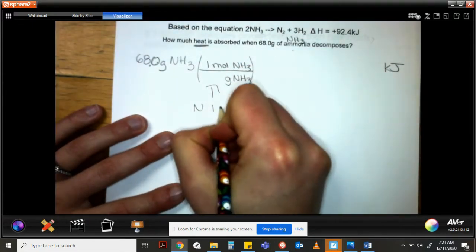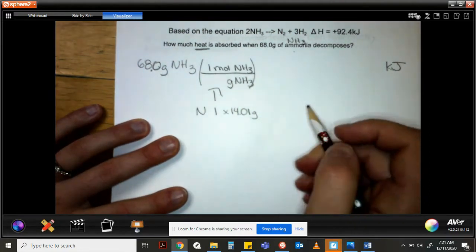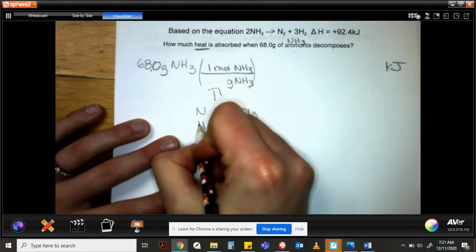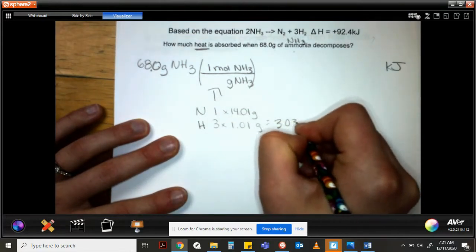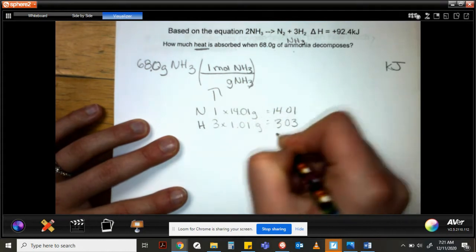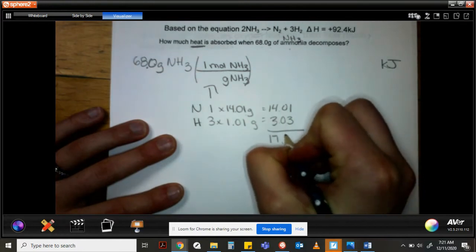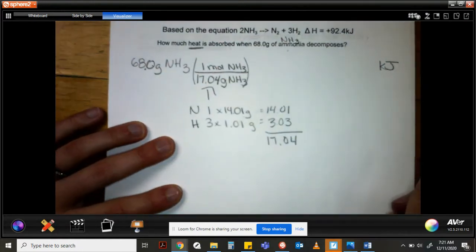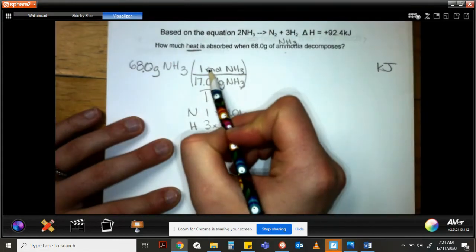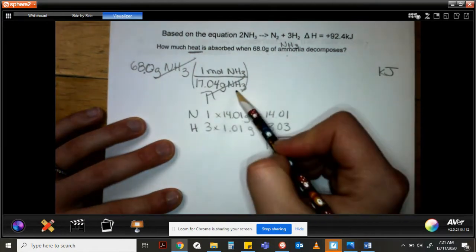So you've got 1 nitrogen. If you look on the periodic table, the molar mass of nitrogen is 14.01. Hydrogen, 3 times 1.01 gives us 3.03, plus our 14.01. If you can do this in your calculator by itself, that's even better. So we would have a molar mass of 17.04 grams. Okay, so now we can get rid of our grams of ammonia.